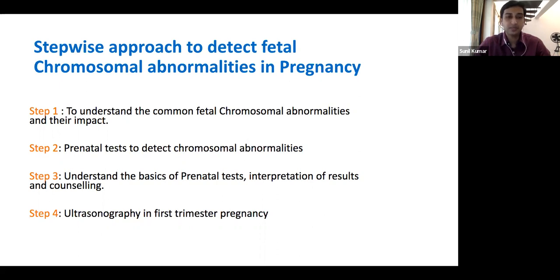In step 2, we are going to understand the various prenatal tests to detect chromosomal abnormalities. In step 3, we are going to understand the basics of prenatal tests, interpretation of results, and counseling. In step 4, we are going to understand how ultrasound helps to detect these chromosomal abnormalities in first trimester pregnancy. So let's begin the class.